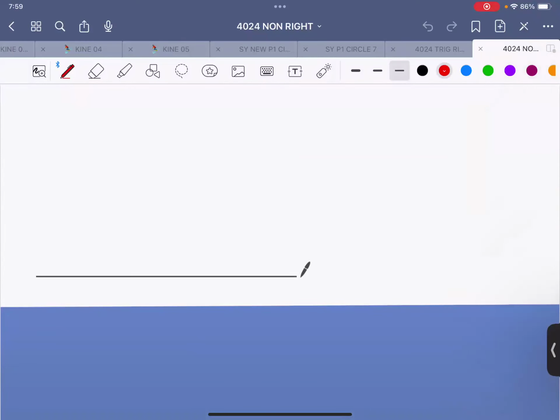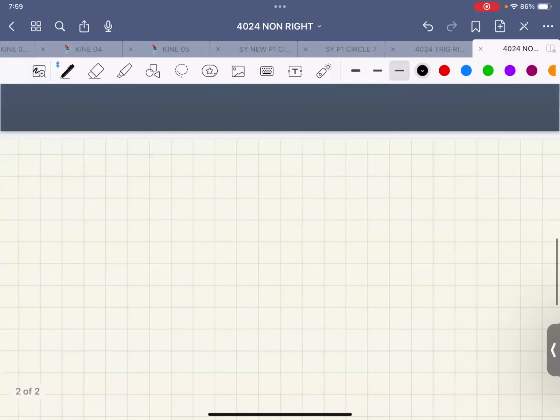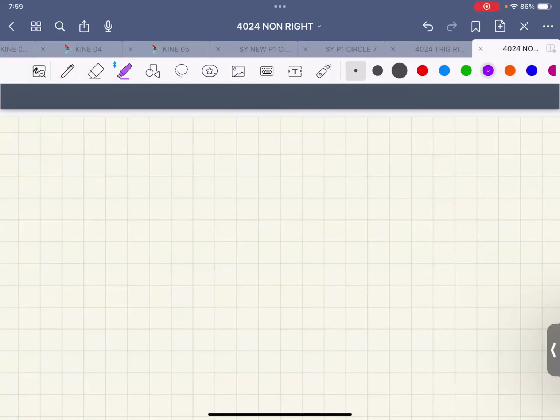We are starting with the second lecture on trigonometry, which is about non-right angle triangles. Now, when we talk about non-right angle triangles, first of all, let me draw a triangle.